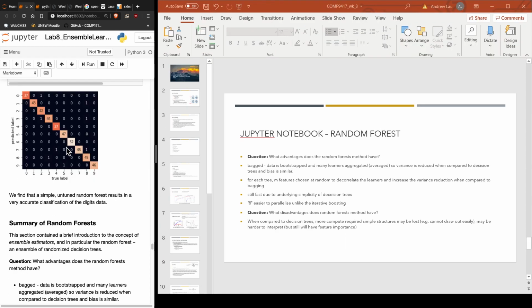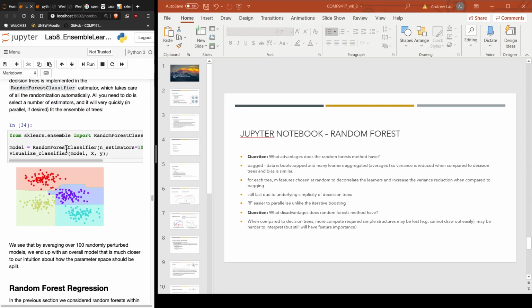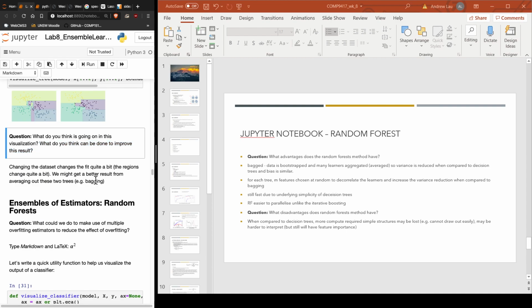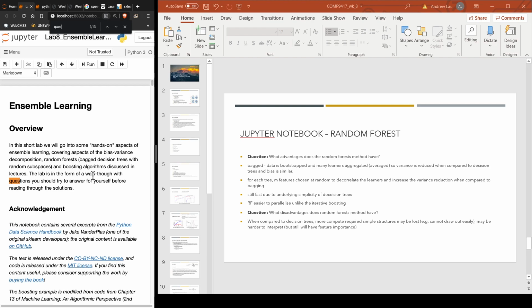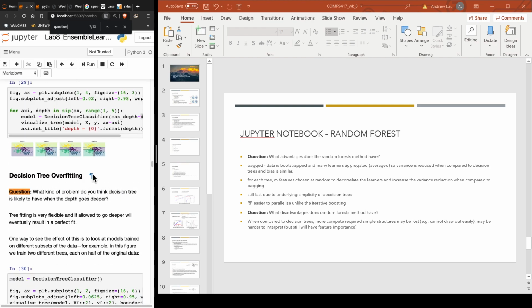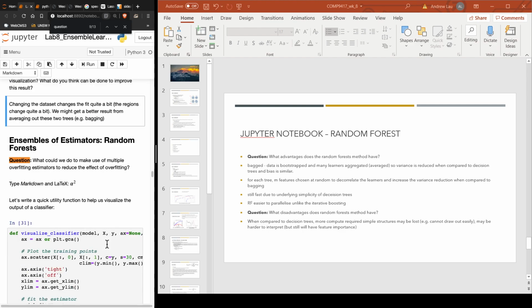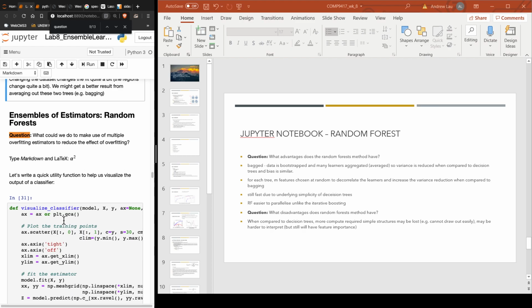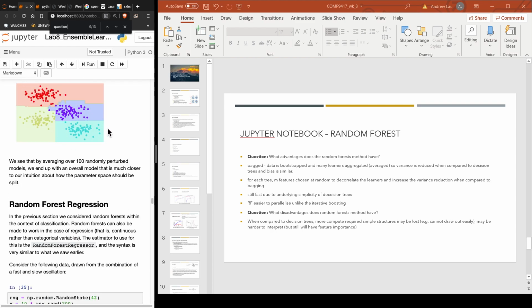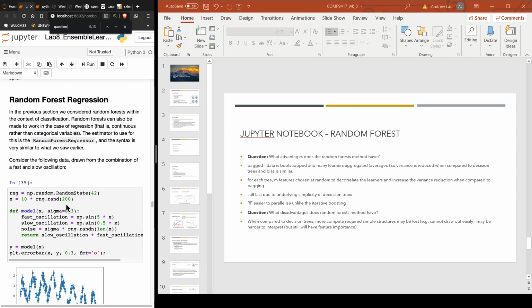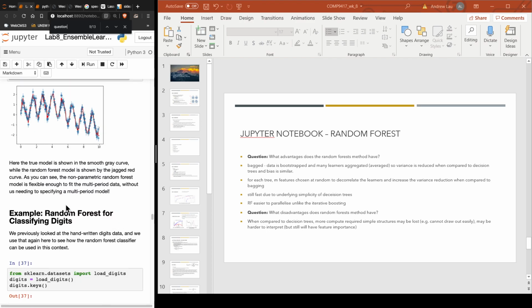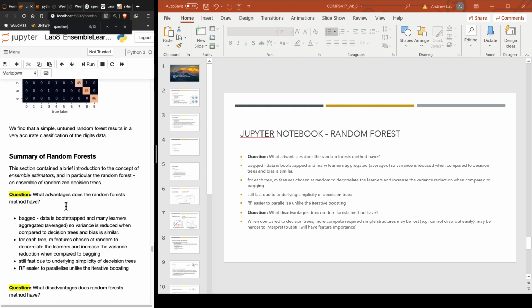Oh, actually, there was one question in the chute. Okay, question on random forests. What could we do to make use of multiple overfitting estimators to reduce the effect of overfitting? No, that's not it. Where's this one? Advantages of random forest. This is bagging. Oh, maybe they got rid of the question. Oh, no, here it is.